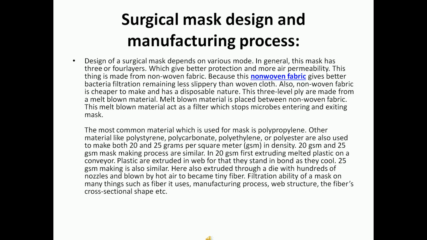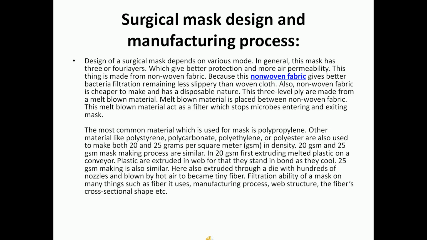Surgical mask design and manufacturing process. The design of a surgical mask depends on various factors. In general, this mask has 3 or 4 layers, which give better protection and more air permeability. It is made from non-woven fabric, because non-woven fabric gives better bacteria filtration and is less slippery than woven cloth. Also, non-woven fabric is cheaper to make and has a disposable nature.